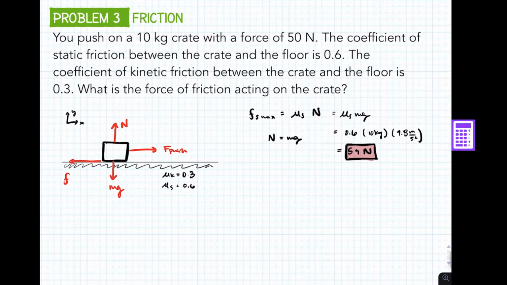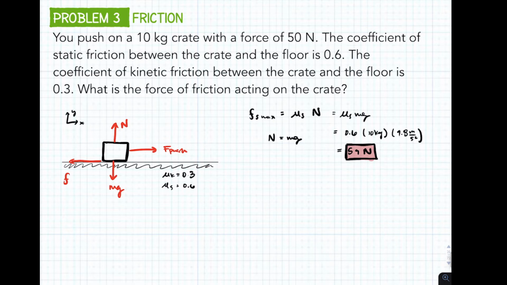So how hard do we have to push to move this thing? 60. Yeah, 59 newtons would work, 60 newtons would work. Anything equal to or greater than 59 newtons means that we're going to be moving. But because we are pushing with 50, we are not moving, okay?